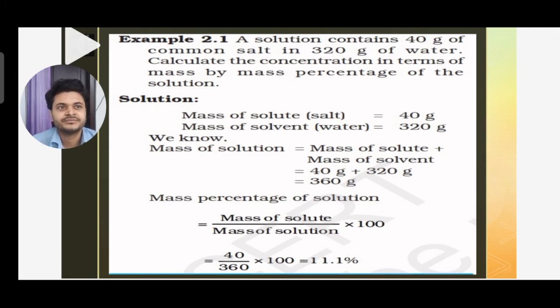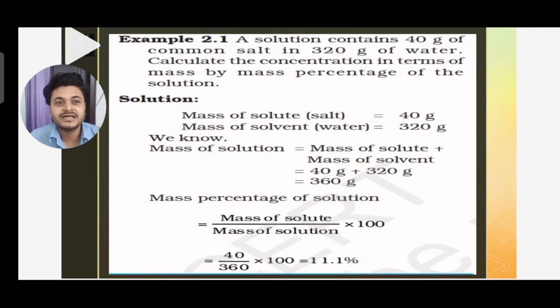You can read the question very nicely. A solution contains 40 gram of common salt in 320 gram of water. So the solute is common salt, 40 gram, and the solvent, water, is 320 gram. What we have to find is the mass percentage of solution. So mass of solution is equal to what? We know the formula, mass of solute plus mass of solvent. So 40 gram plus 320 gram is equal to 360 gram.